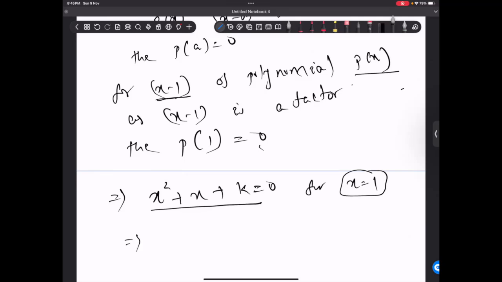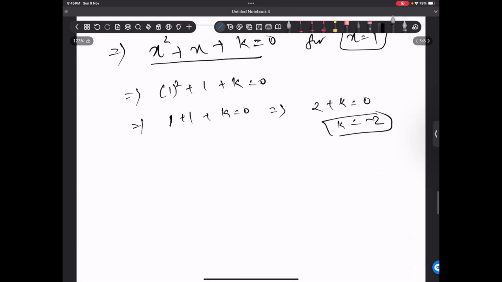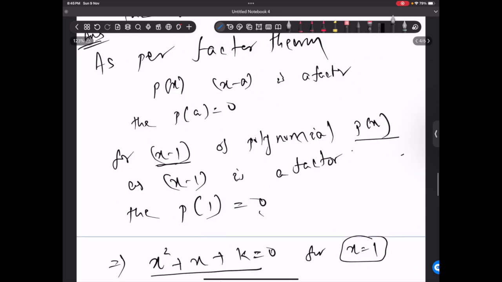Now, this will imply 1 square plus 1 plus k equal to 0. Now, this will become 1 square is 1, plus 1 plus k equal to 0. And this implies 2 plus k equal to 0, which means k equal to minus 2. Correct? Now, let's substitute the value of k equal to minus 2 in the equation and see whether this entire thing becomes 0 or not.